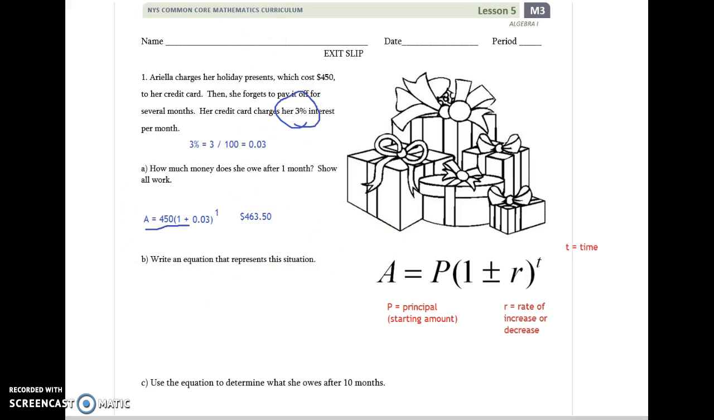Write an equation that represents this situation. You could have simply written down the equation that's here, except substitute in the information that we know. A equals, P is the principal, which is 450, 1 plus 0.03, and the power here, we're not talking about the situation from before. We're talking about the situation with the credit card. So we're not going to use 1 as our exponent. We are going to use the letter t. t represents the time that's going by.